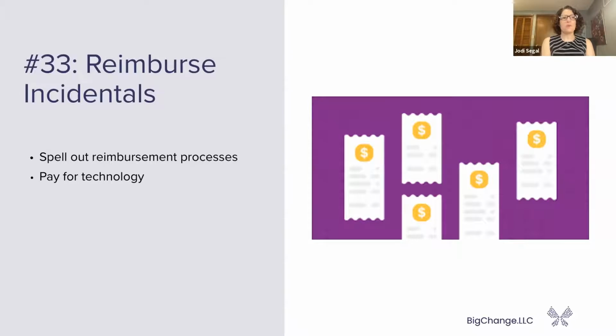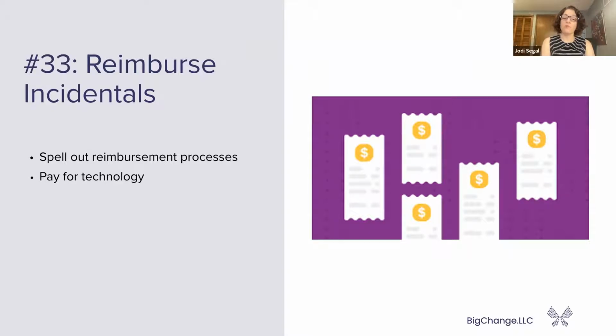Number 33, reimburse incidentals. Lower paid staff have less power at work and are more impacted by covering their work costs than higher paid staff, so they might not feel comfortable speaking up about this. Think about the everyday costs that staff are paying on their own. Are they working from home and having to pay for their own internet?